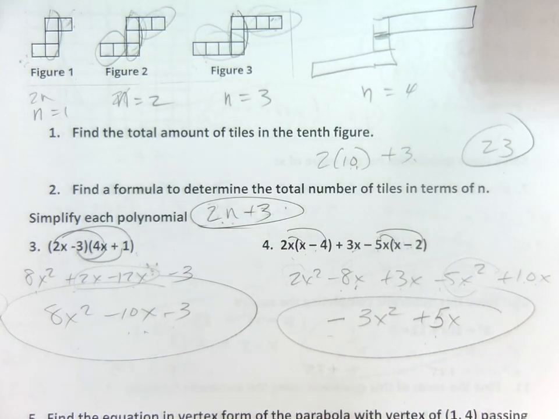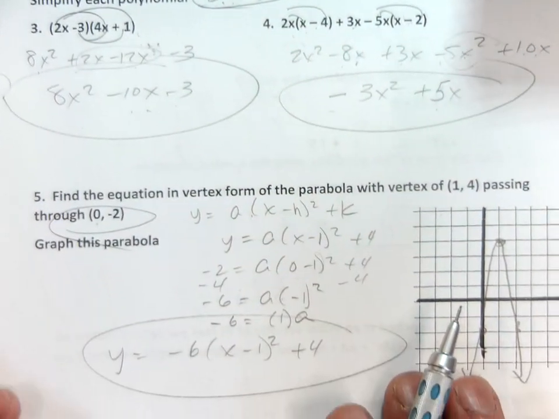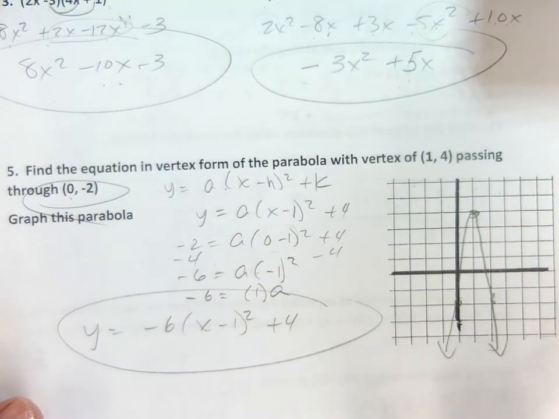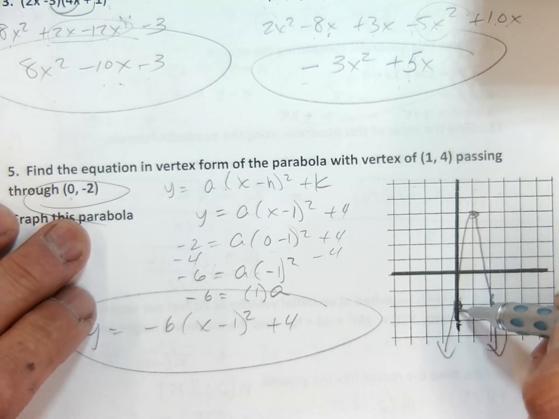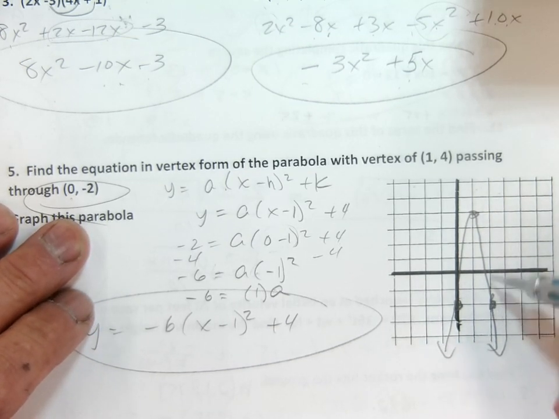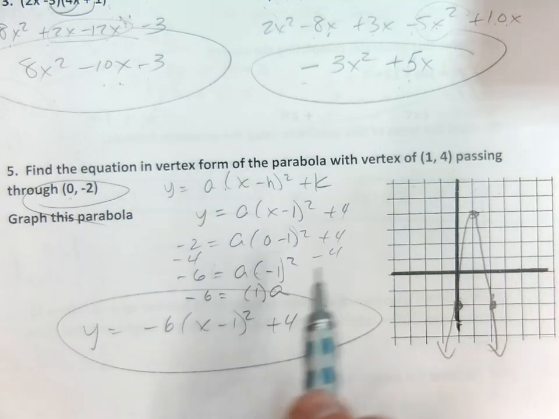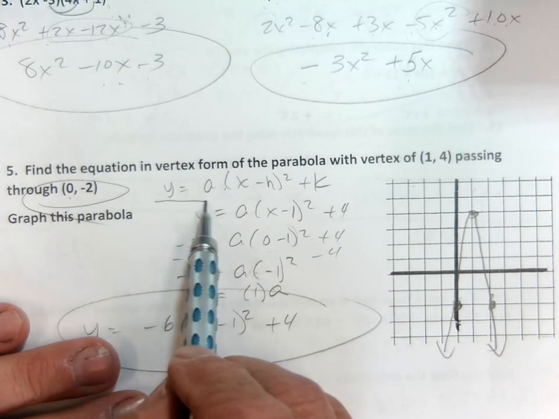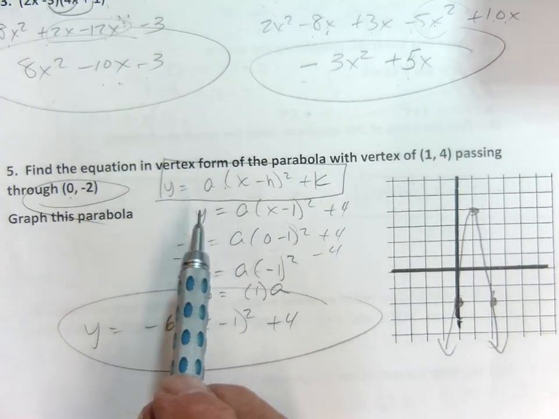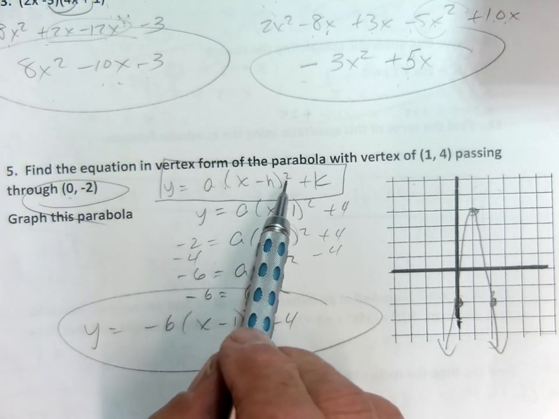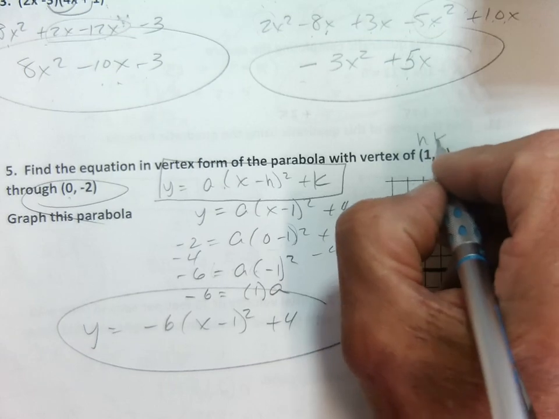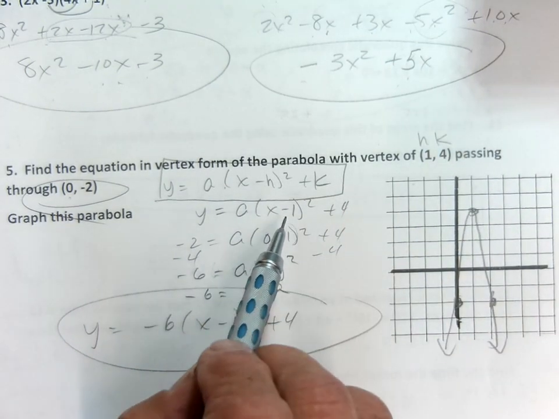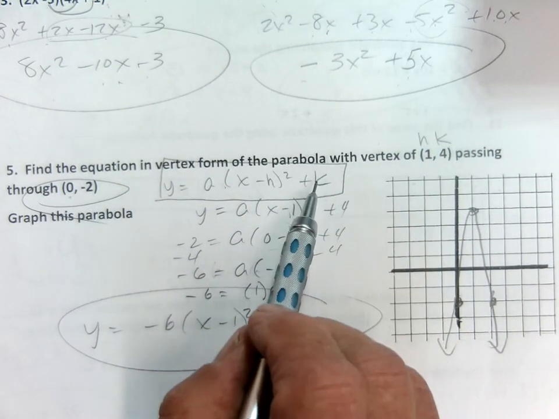All right, number 5. If I were to graph what I know, it's got a vertex at (1, 4) and it passed through the point (2, 0). So I can at least graph this by the line of symmetry. Graph it. Now what about the equation? Well, I know vertex form. So I start with my equation: y equals a times (x minus h) squared plus k. That's vertex form. h is 1, so I plug the 1 in there. k is 4, so I put the 4 there.